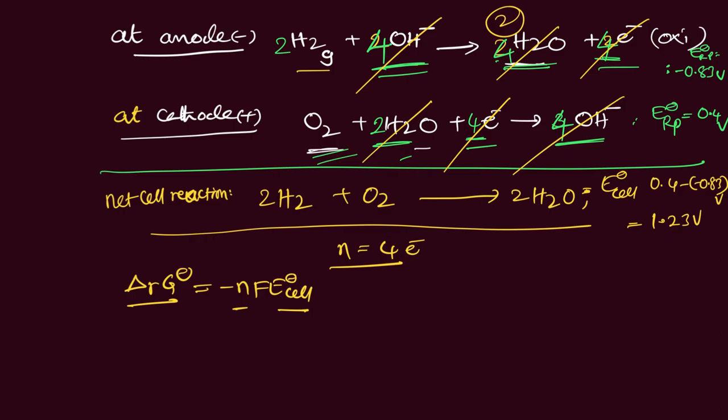And also they may ask the question, calculate the K equilibrium for this reaction. Then K equilibrium is equal to 10 power E°cell into n by 0.0591 volt. So for this calculation, what is required? The n value is required. Therefore here, n equal to 4 electrons. Next.